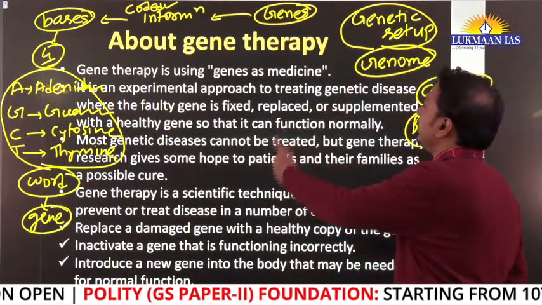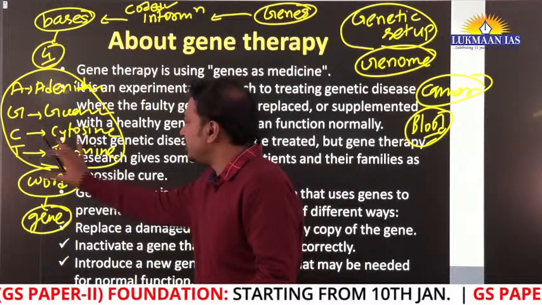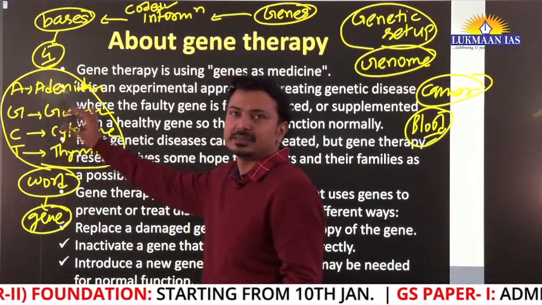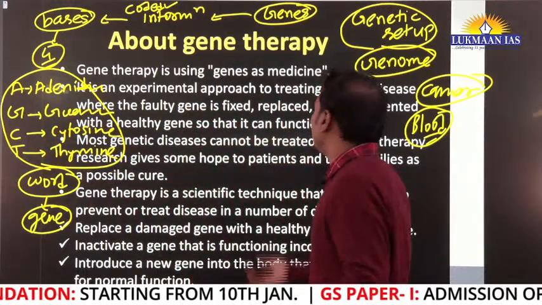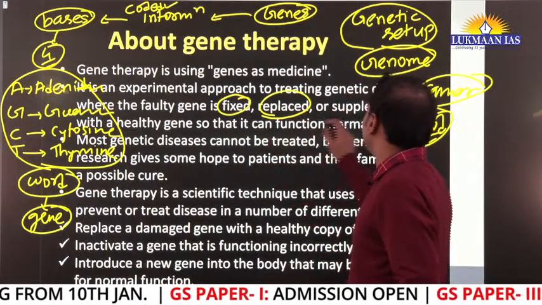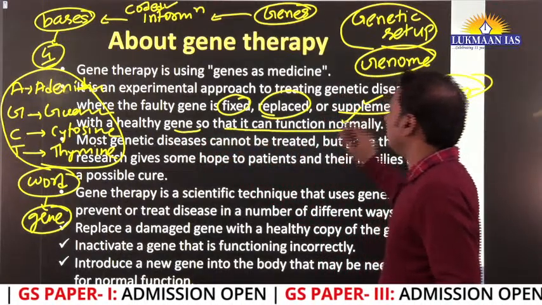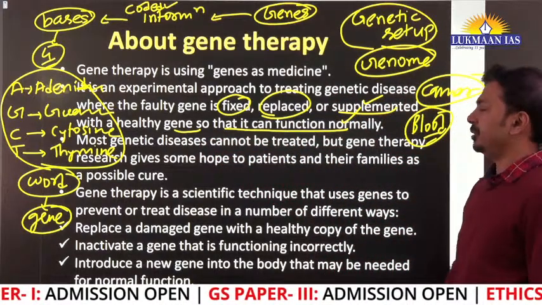Now in gene therapy, this information that is misarranged in these bases is edited. So what kind of editing is done? It can be fixed, it can be replaced, or it can be supplemented with the healthy gene so that it can function normally. Simply, it is gene therapy.